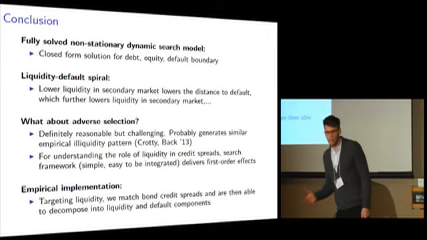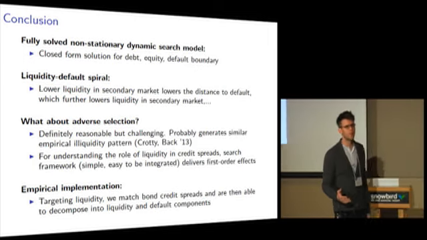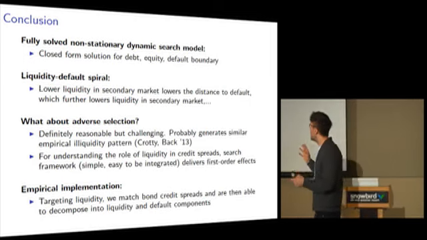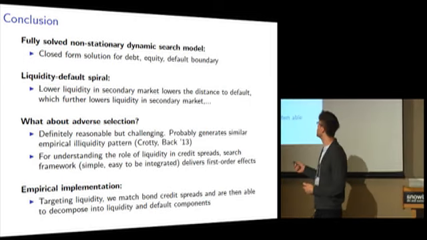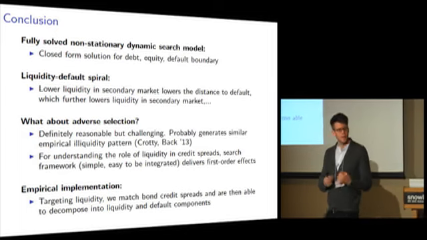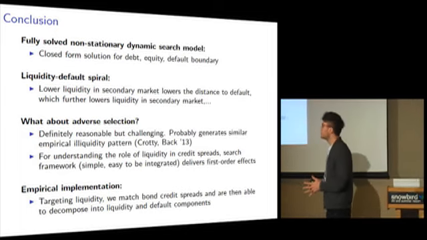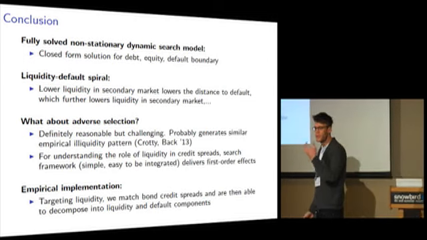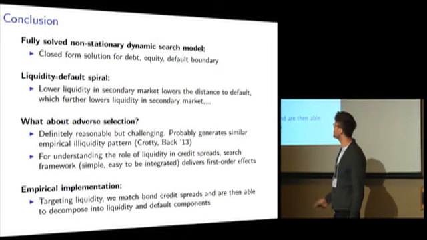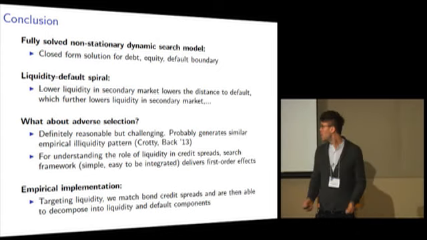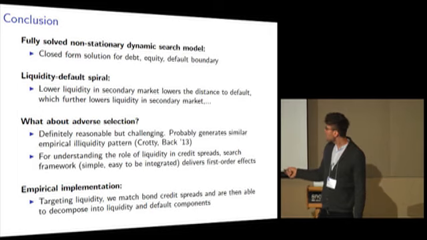So essentially what we presented today is a fully solved model, where we jointly solve for liquidity and default boundaries. So we get closed-form solutions for debt, equity, and the default boundary, and the challenge here was to jointly solve these things. I showed you the liquidity-default spiral. Lower liquidity in the secondary market lowers the distance to default, which lowers liquidity in the secondary market, and so forth. Now, of course, what about adverse selection, you might ask?